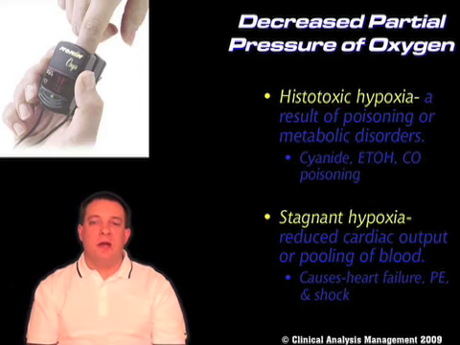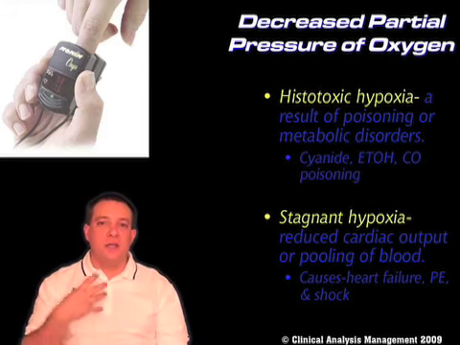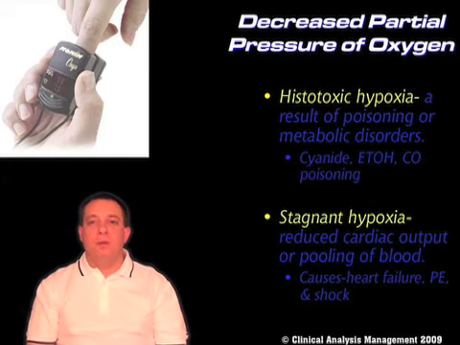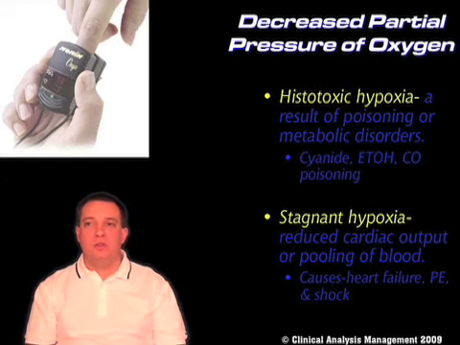We can also have stagnant hypoxia, though, on a global level. And a great example, probably the best example, is cardiogenic shock. When people are in cardiogenic shock, their heart is not effectively contracting, and so blood is not moving round and around like it's supposed to.